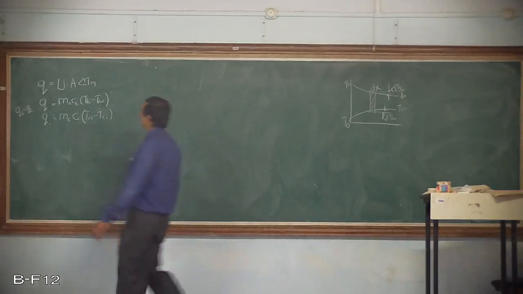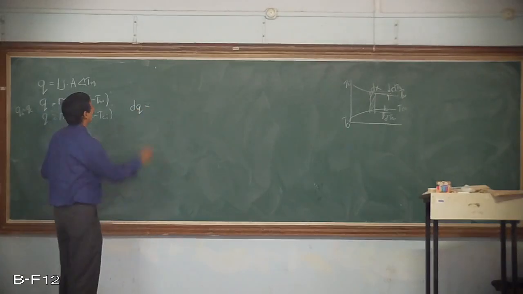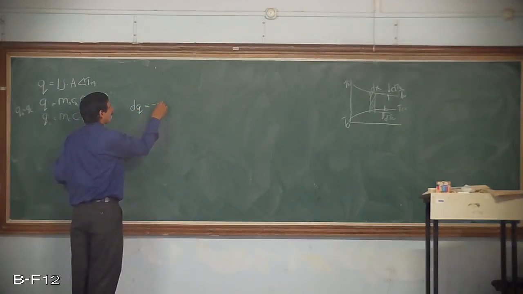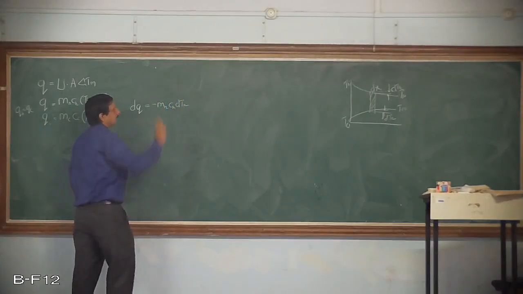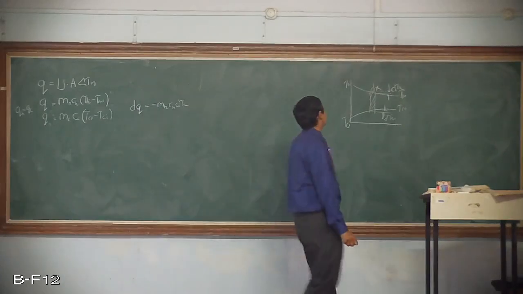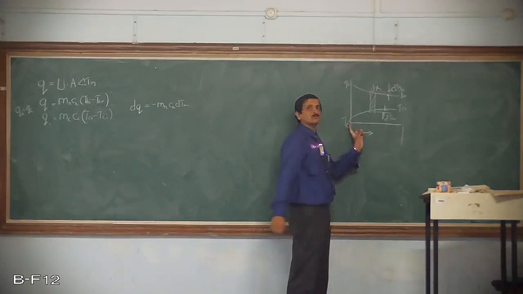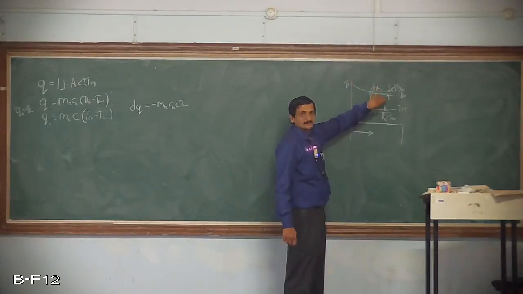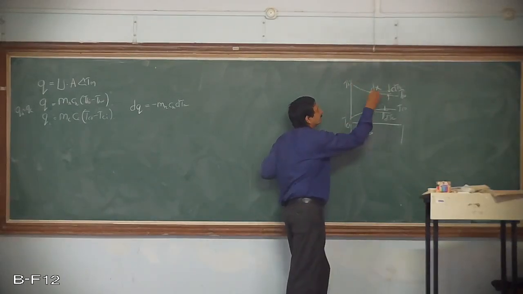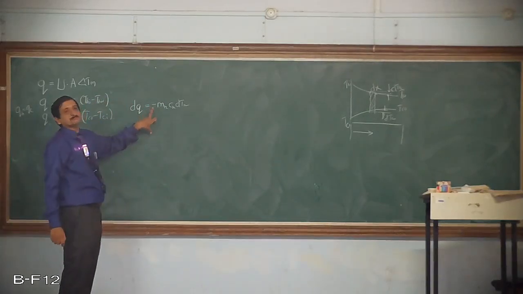Now, if we write the differential heat, how can we write it? It is minus MH CH into dTH. Now the question comes, why have I written the minus? Let's see. If I move from the inlet to the outlet, the temperature of the hot fluid is going to decrease. So this minus this is lower than this one. Therefore, I am using the minus sign here. This is very important in this derivation.